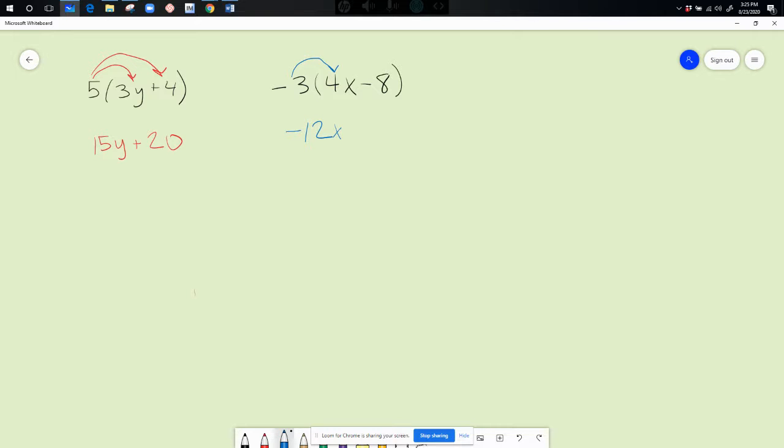And then negative 3 times negative 8. Make sure that negative sign goes with that 8. And that's 24, but positive because a negative times a negative is a positive. And that's your simplified answer. There's no like terms and no more distribution to do.